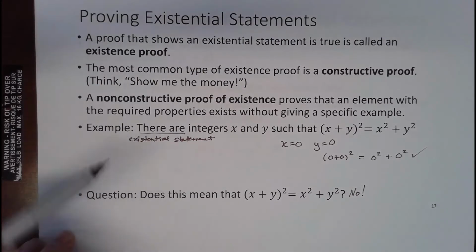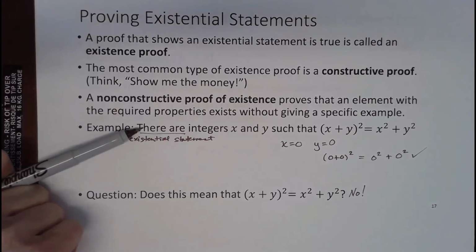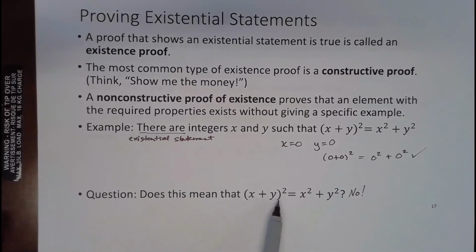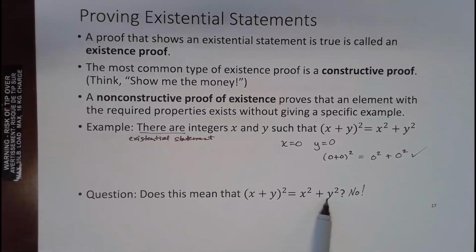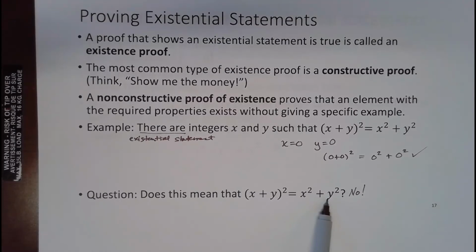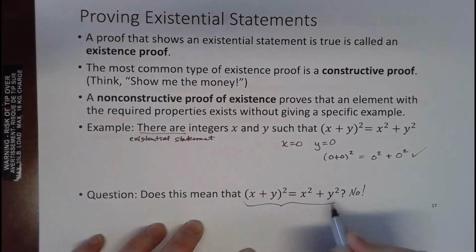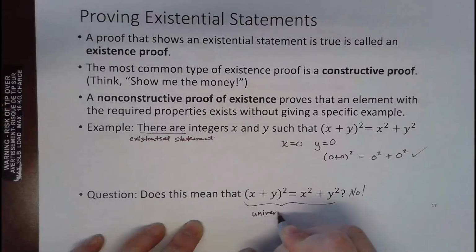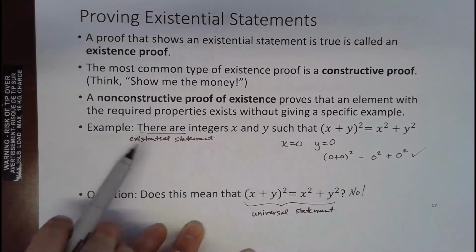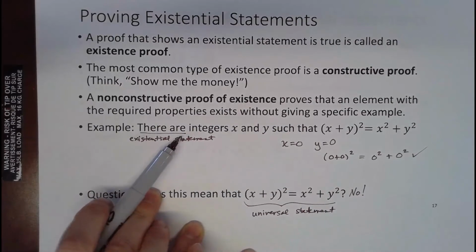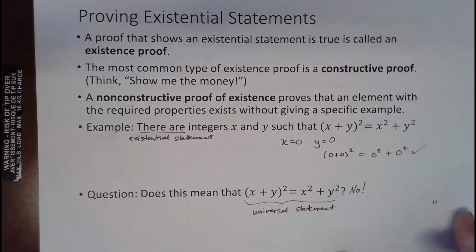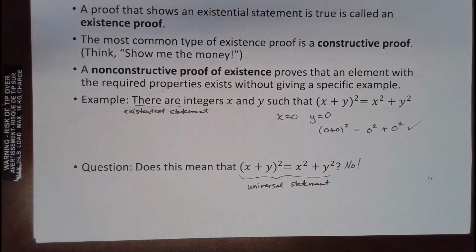So this is an existential statement written like this, just (x plus y) squared equals x squared plus y squared. Because there's no quantifier specified, we will always assume that it's a universal statement, unless we add something like "there exist" in front of it. If I just write it out like this, I automatically assume that it's a universal statement, and we know that that's not true.